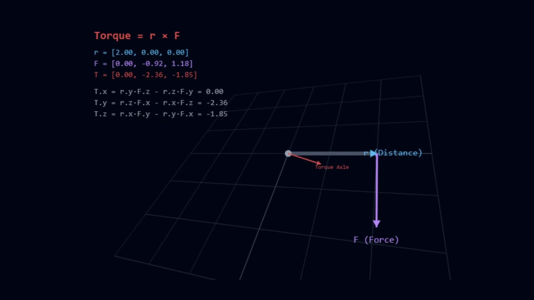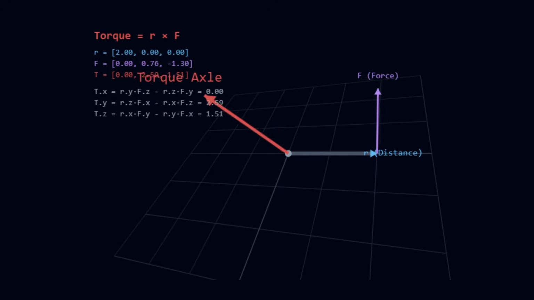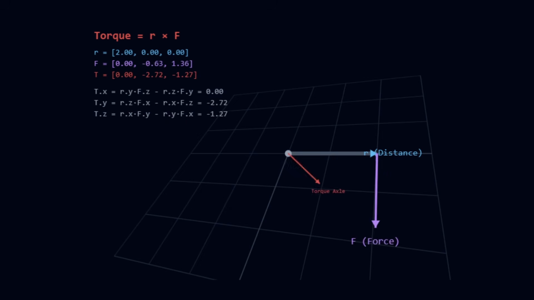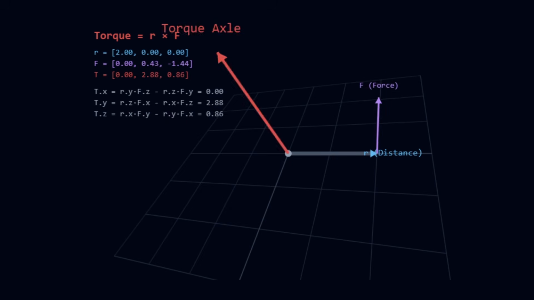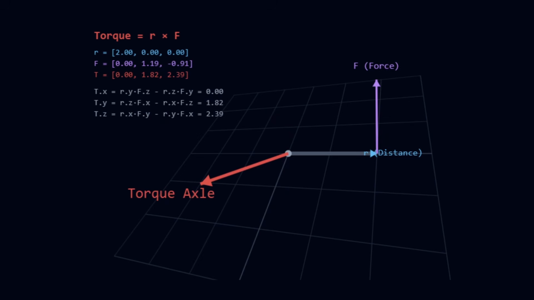But it is also essential for physics, specifically torque and rotation. Imagine a car taking a sharp turn and flipping over, or even just pushing open a heavy door. To figure out the exact axis that an object is going to spin around, the physics engine takes the vector of the distance from the pivot point and crosses it with the vector of the force being applied. The resulting cross product is the exact invisible axle that your object will rotate around.